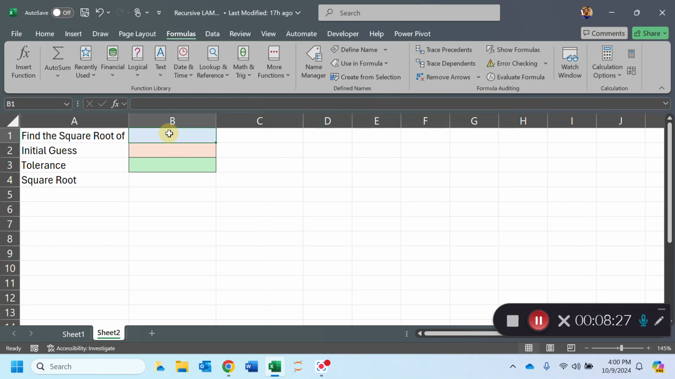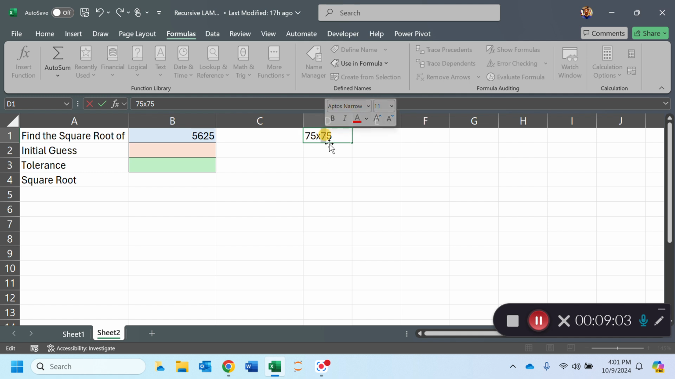And I'm now going to find the square root of, let's say, 5,625. And where did I come up with this number? My uncle taught me some kind of a trick. If there is a number like 75 times 75, what you do is take the first digit, 7, and add one more to it. 7 times 8 is 56, and then we put a 25 after.